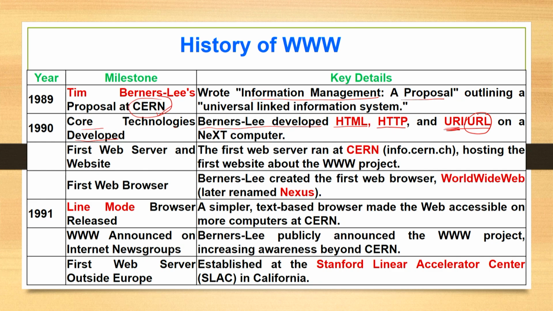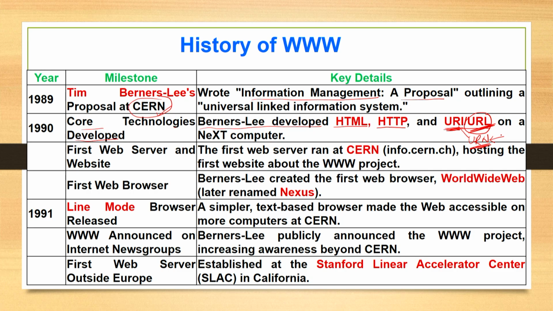It identifies resources that may be your web pages, text, audios, videos, and it has two subsets. One is URL and the other is called URN. So URL is the uniform resource locator which identifies resources by location, whereas URN identifies resources by name. The best example of a URN is an ISBN, where the book is identified by the ISBN number.